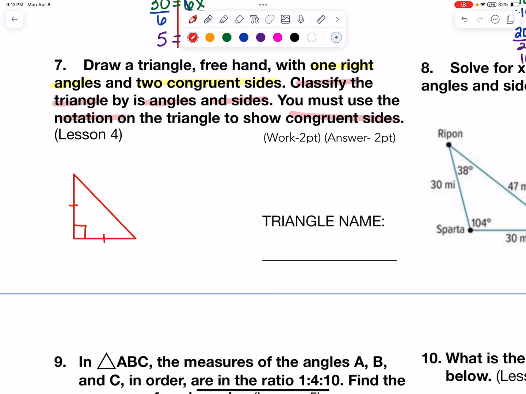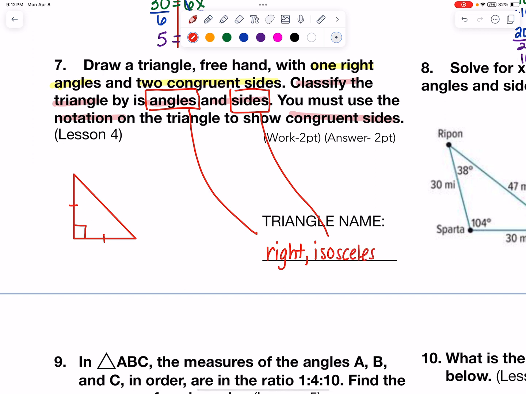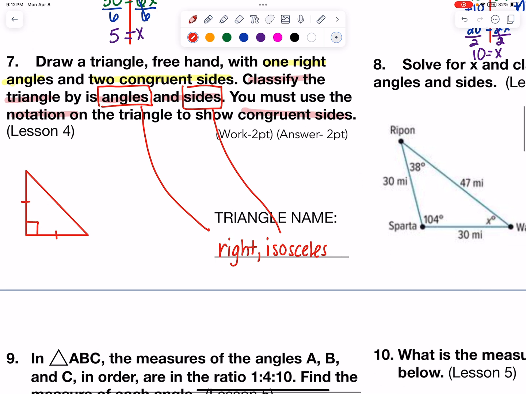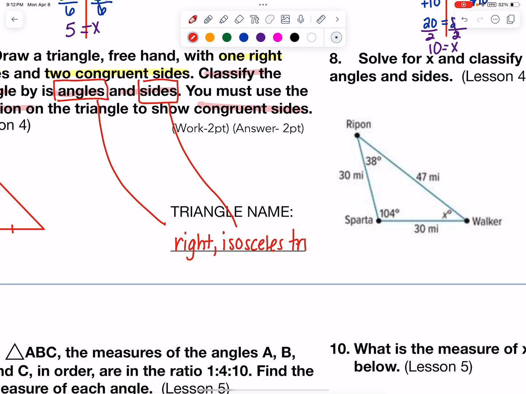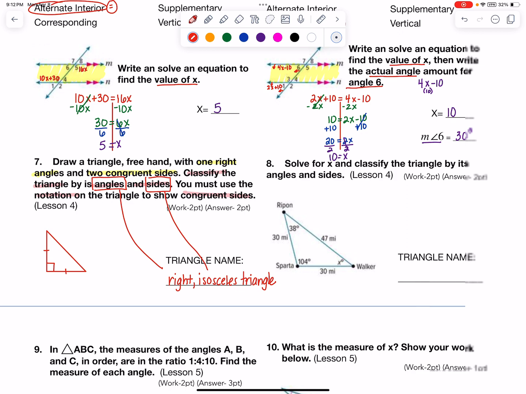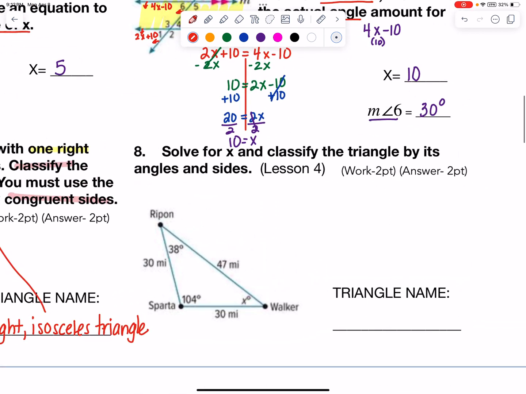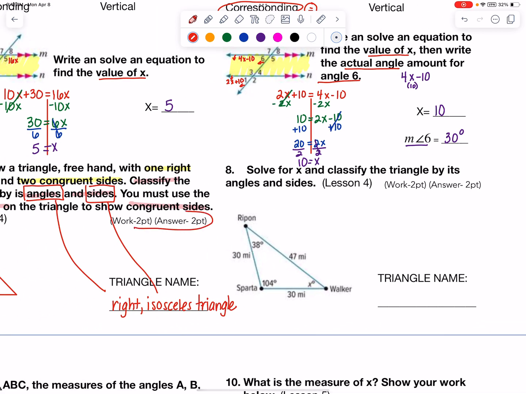Well, by angle, it is a right, and by sides, because it has 2 congruent, it is isosceles. Okay, so it's a right isosceles triangle. Okay, so there we go. That's what you have to do, all those pieces for that. Okay, that's why it is 4 points.